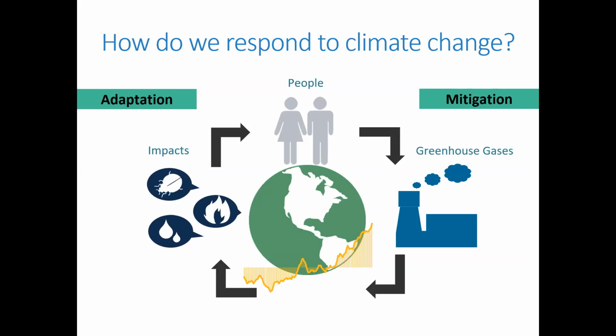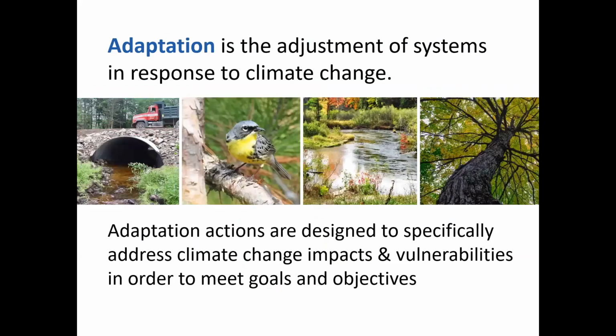And when we talk about adaptation in terms of natural systems, we define adaptation as the natural adjustment of systems in response to climate change. And from a forest manager's perspective, we're talking about adaptation actions that are designed to specifically address climate change impacts and vulnerabilities in order to meet our goals and objectives.